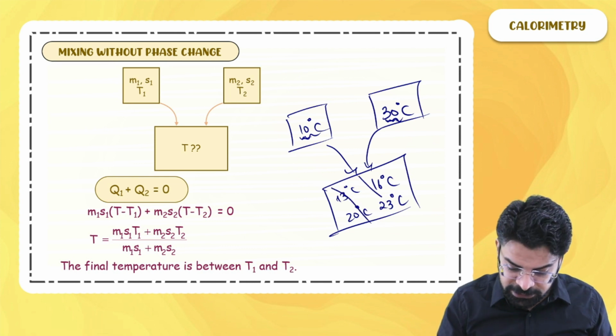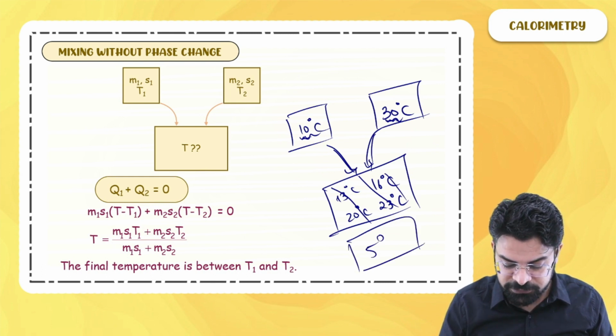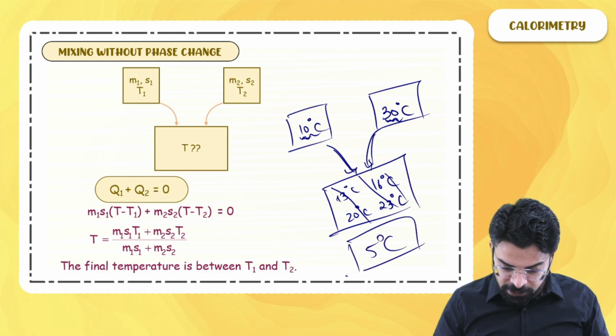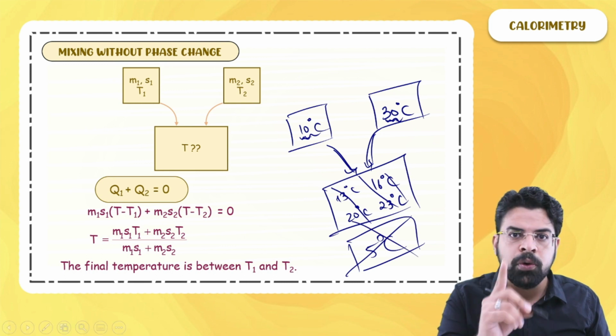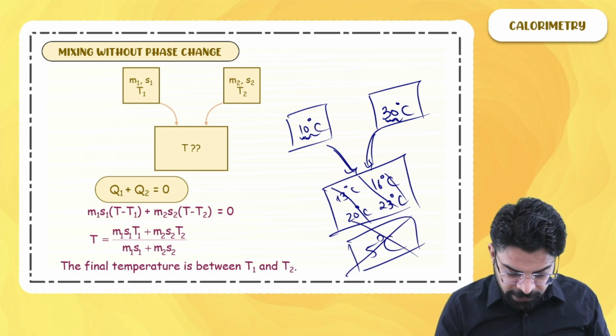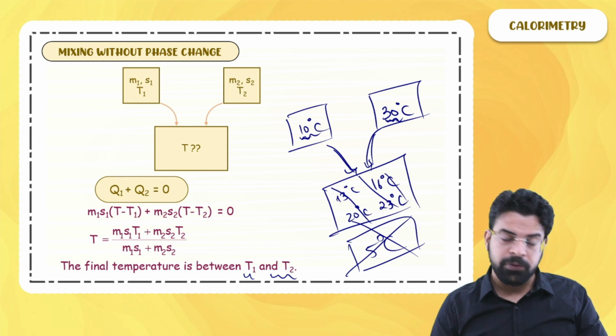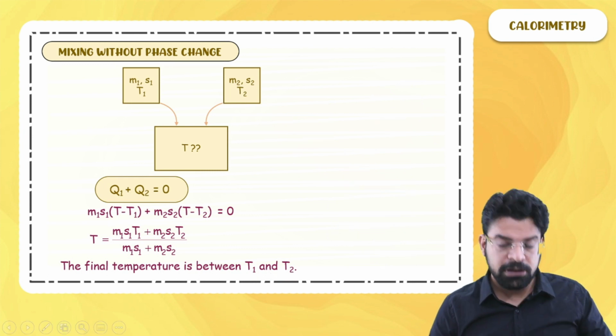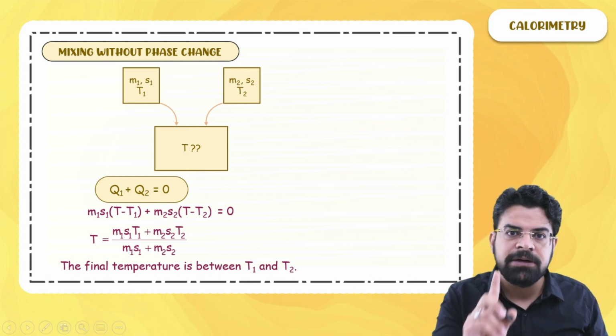So if someday after solving you get that the final temperature of this mixture is 5 degrees centigrade, this means that you have done wrong calculation. Check out your calculations. Okay, so the final temperature must lie between T1 and T2. So let's move on and do some questions based on mixing without phase change.